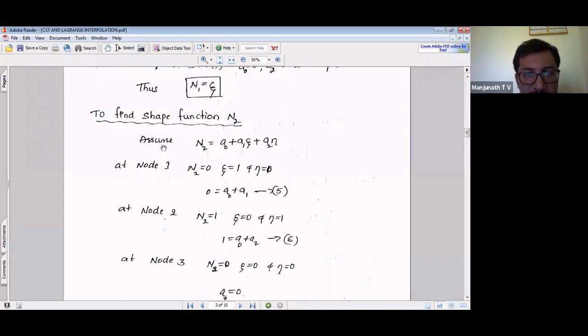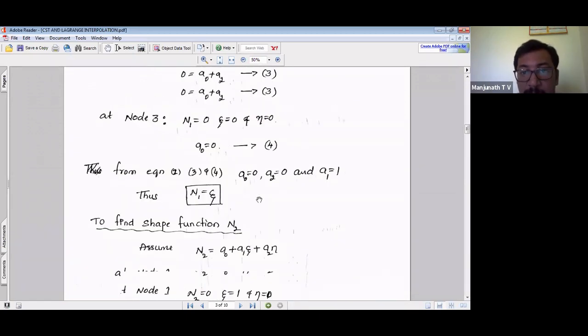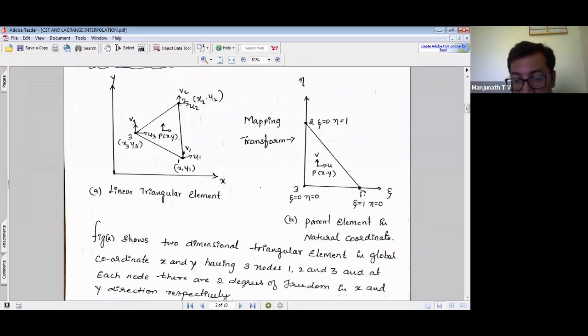Just assume once again the interpolation function in terms of the second shape function, that is N2 equal to a naught plus a1 zeta plus a2 neta. Again, the same thing: consider the N2 value at node number 1, node number 2, node number 3. The N2 value at node number 1 is 0, because at node number 1, the N1 value we consider 1, and at the remaining nodes it will be 0. Similarly, at node number 2, the N2 value we consider 1, and at nodes 1 and 3 the N2 value will be 0.